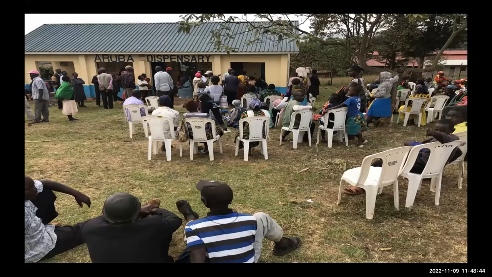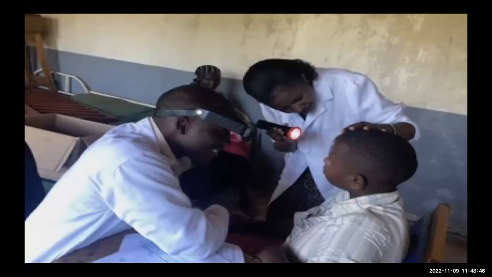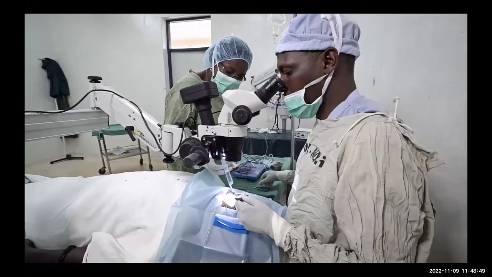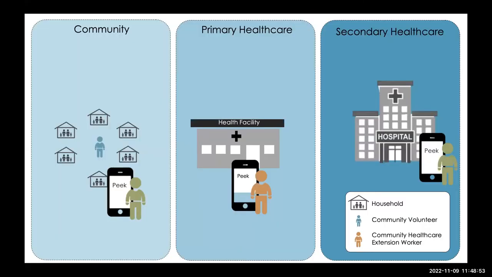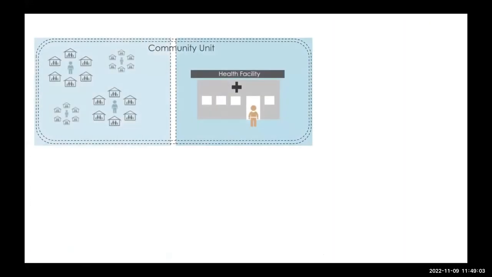And from that point, those who cannot be treated at triage are referred further to the hospital, where they'll be operated on or refracted. So we had community volunteers referring using the PEEK system at a primary health facility, as well as being referred to the secondary facility. So at that time, we had to do this as a trial.